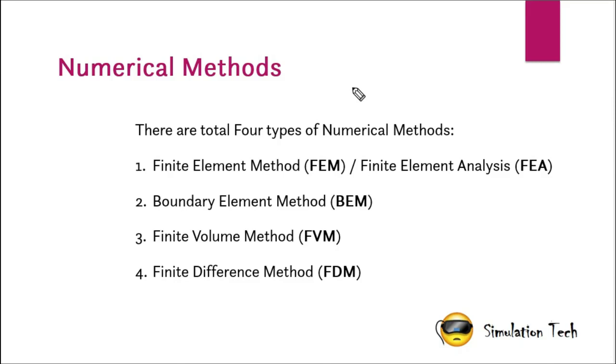What about the numerical methods? The numerical method has 4 different types. The first is the finite element method, the second is the boundary element method, and the third and fourth are finite volume and finite difference. So we have 4 different methods, right? We have already seen the finite element method in our engineering sessions. Those who are watching from a mechanical department already have the finite element analysis paper in your third year, in your third year final sem, right?